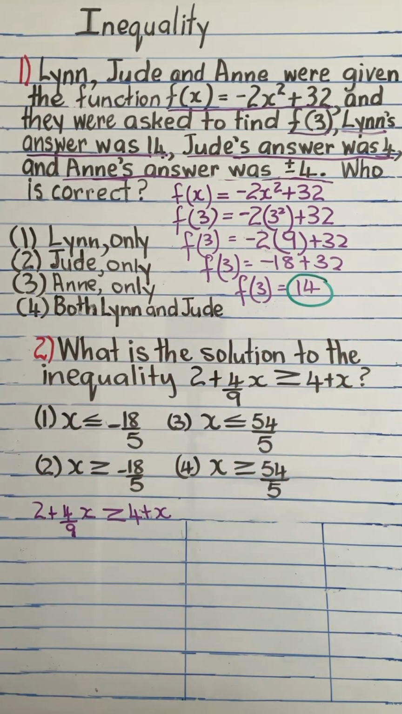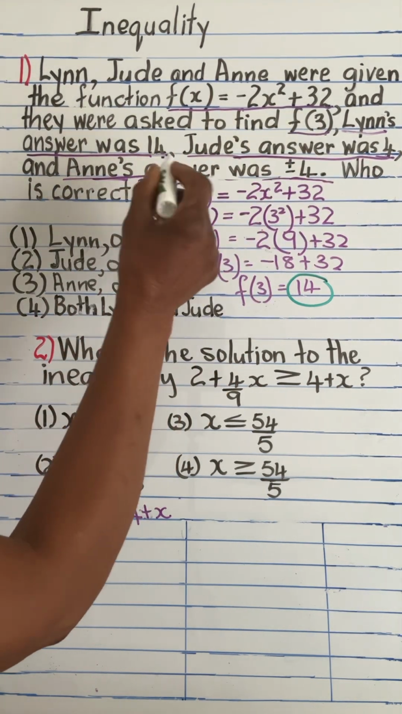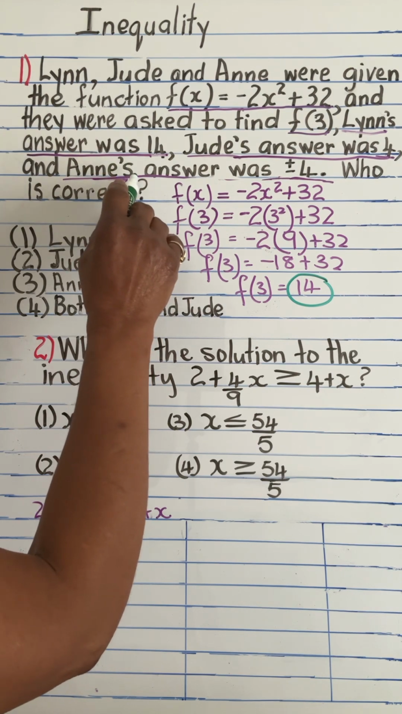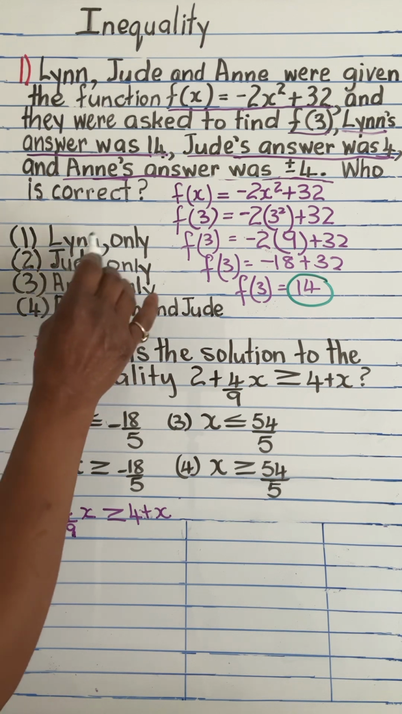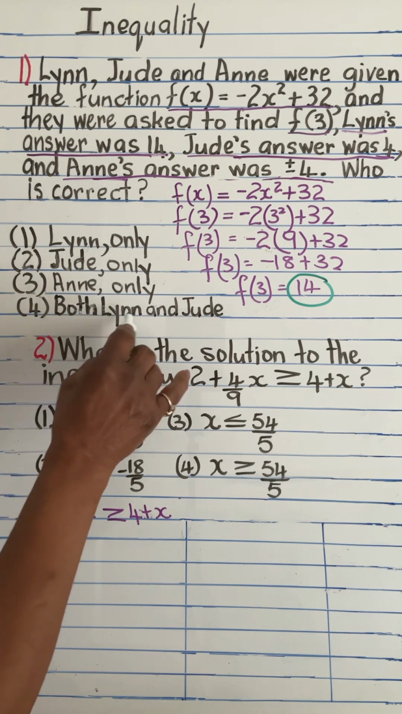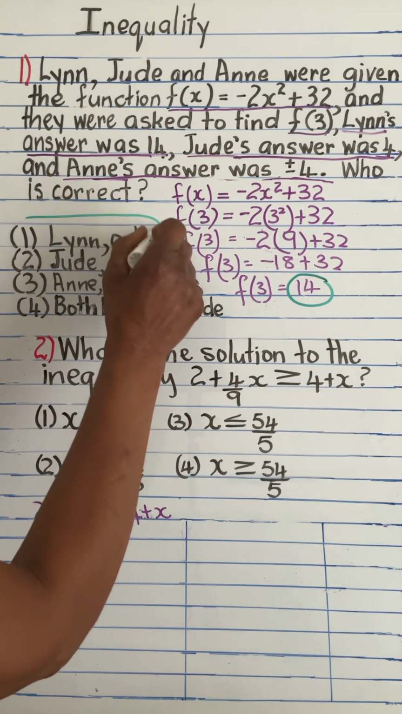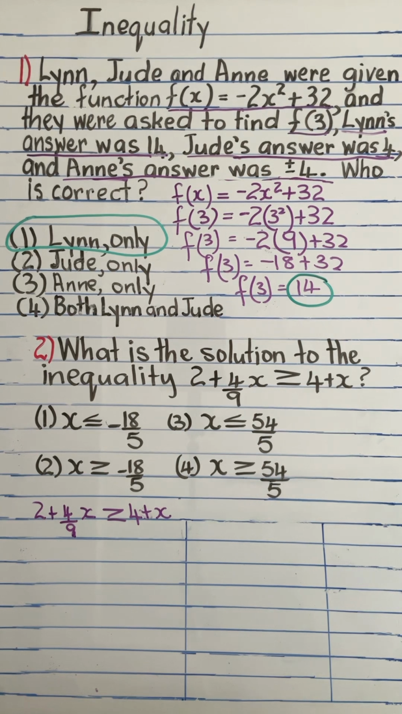The final answer. So we have Lynn 14, Jude 4, and Annie plus or minus 4. So both Lynn and Jude are wrong. So we know choice 1, option 1 is the correct choice.